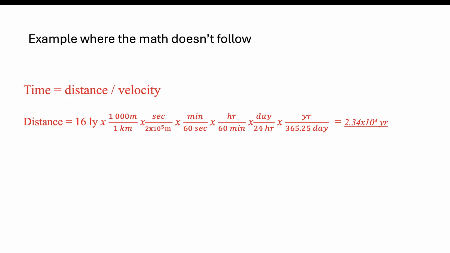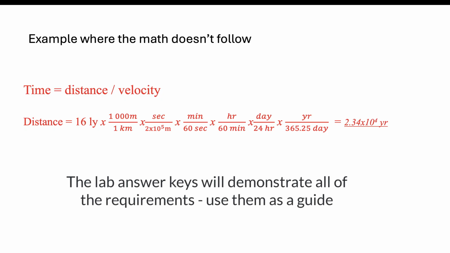In this example, the student didn't bother to verify that the units all canceled. Therefore, because the conversion units are not there, the wrong answer was the result. If you would like additional examples of what the lab requirements look like, you can always reference any of the lab answer keys once they have been posted. Each of them will demonstrate the requirements where applicable.